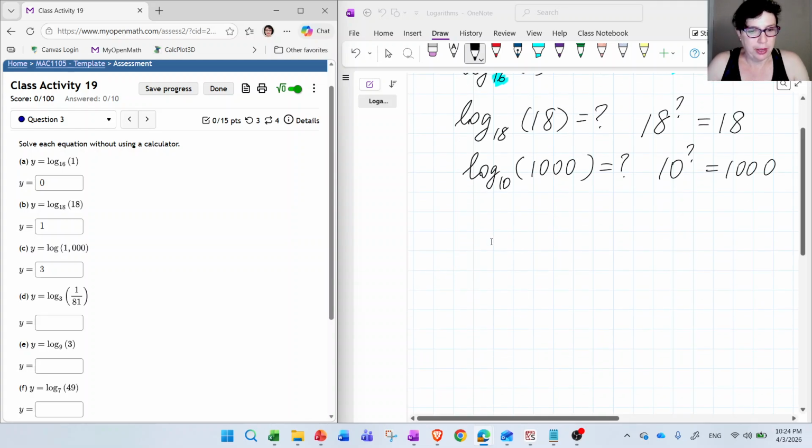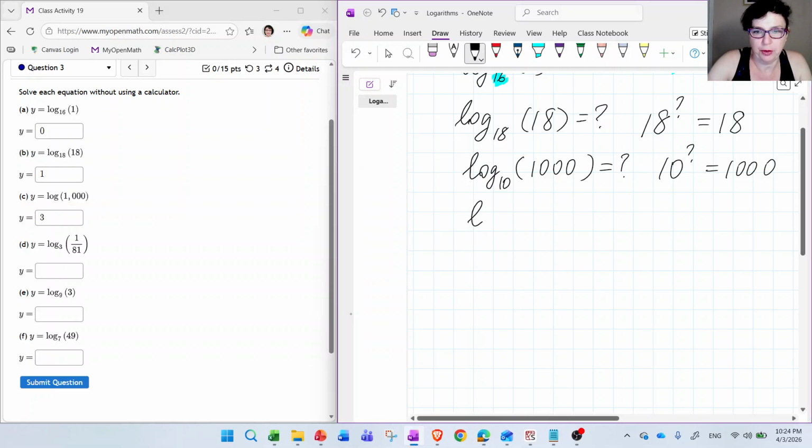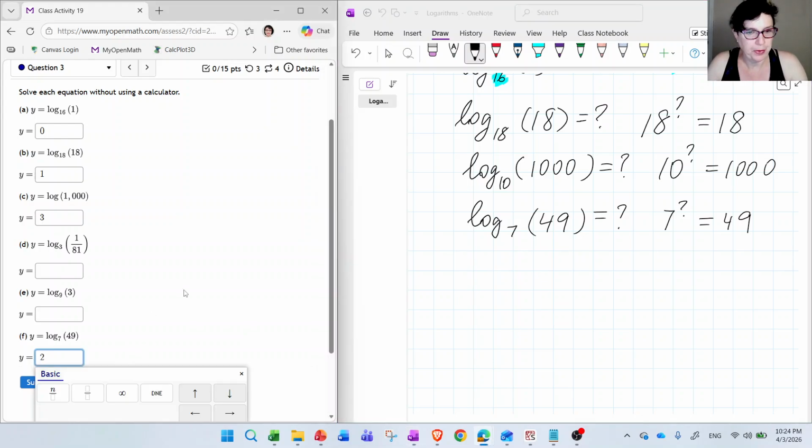Okay, the next one, I'm actually going to do the last one first because it's not as difficult, but let's save the more difficult ones for the end. So here we have log with base 7 of 49. Now, a very common mistake is for people to immediately say that's 7 because you think in multiplication, but that's not what's happening here. Remember, log is a power. You are asking 7 to what power is 49? Well, the power would be 2, right? And that's going to go here.